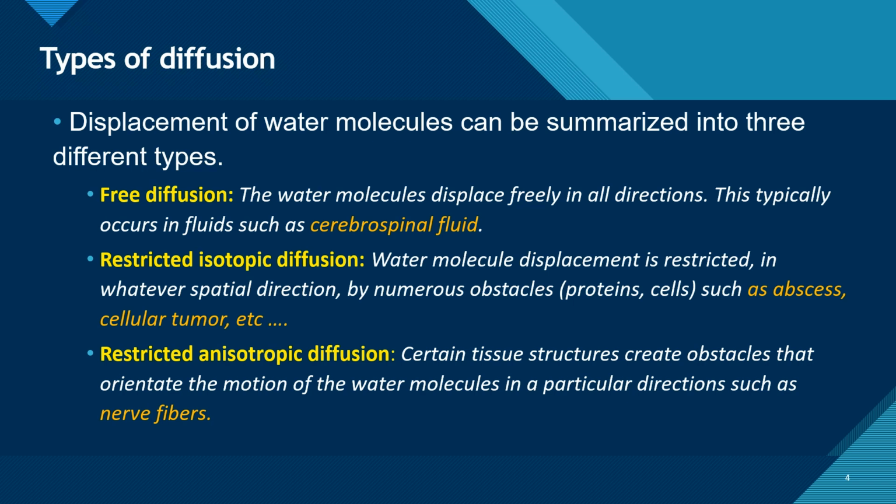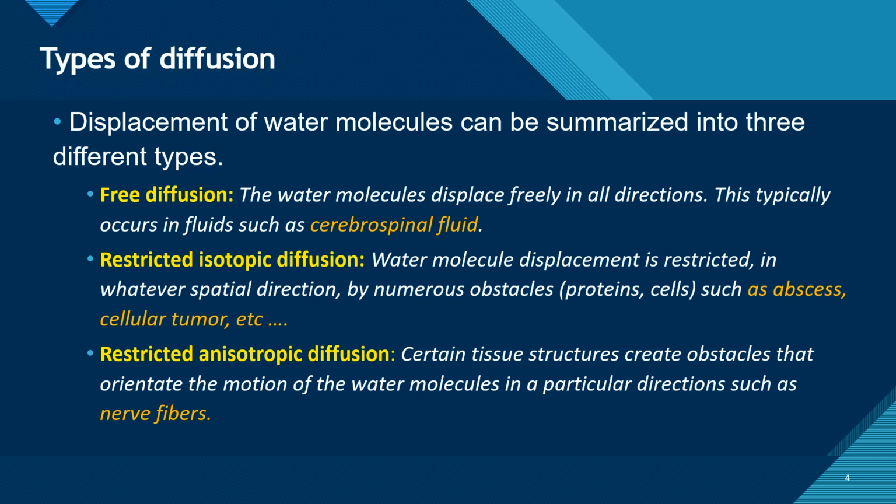What are the types of diffusion? Displacement of water molecules can be summarized into one of three different patterns or types. The first type of diffusion is free diffusion, in which water molecules displace freely in all directions, and this typically occurs in fluids such as the cerebrospinal fluid.